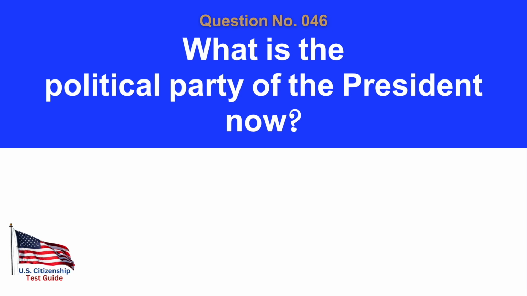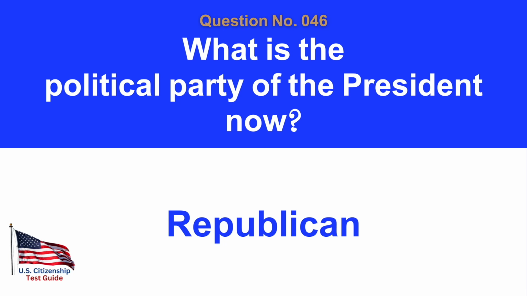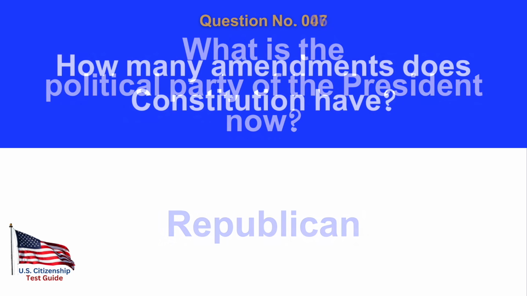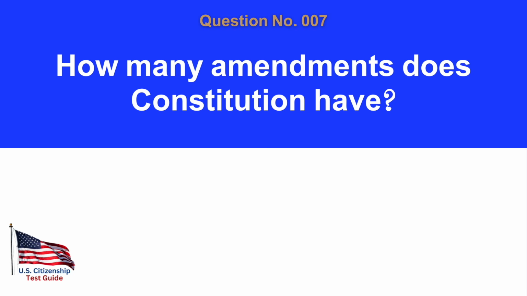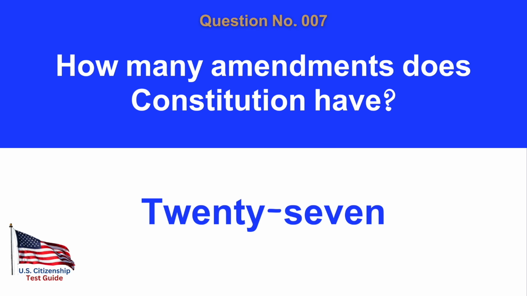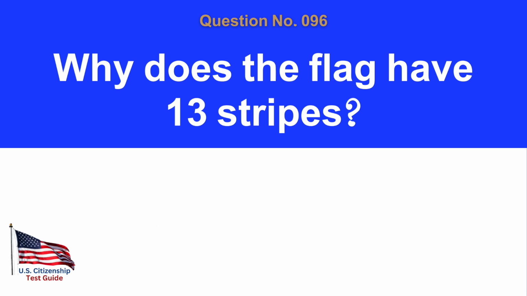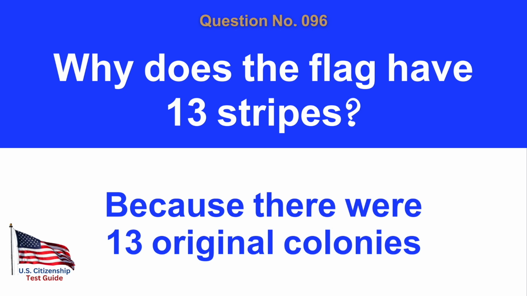What is the political party of the president now? Republican. How many amendments does the Constitution have? 27. Why does the flag have 13 stripes? Because there were 13 original colonies.